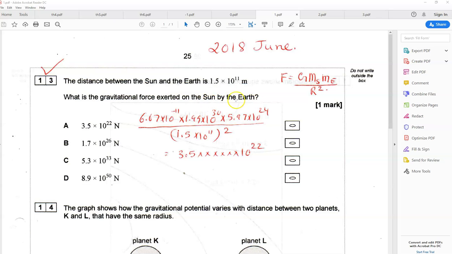You know that these two forces are equal in magnitude, opposite in direction. Just substitute the value of G, the gravitational constant, and the masses; all three values are given in the formula book. The distance between the Earth and the Sun is given in the question. Substituting everything, you will end up getting 3.5 times so many decimals times 10 to the 23. So you just have to round this off, and the answer will be A.